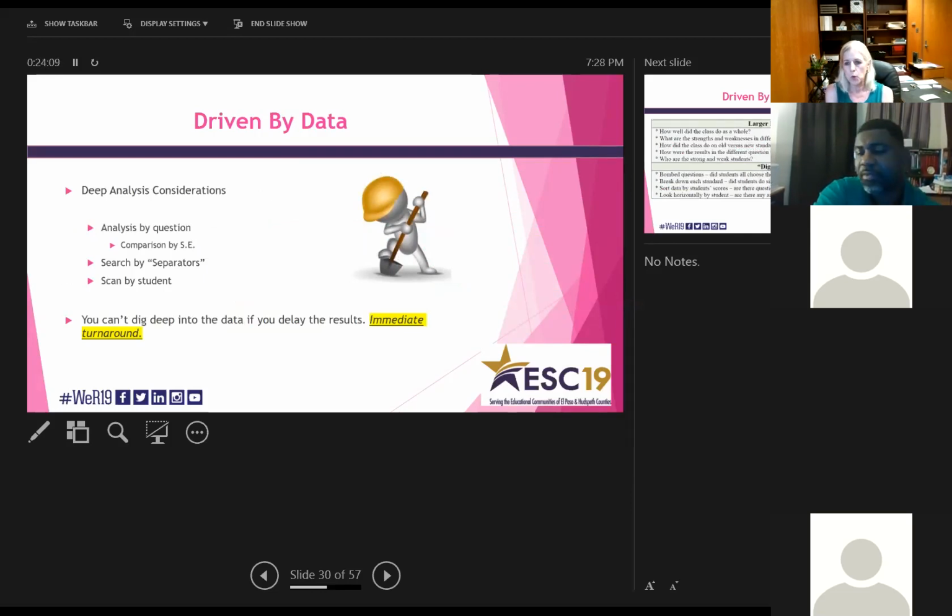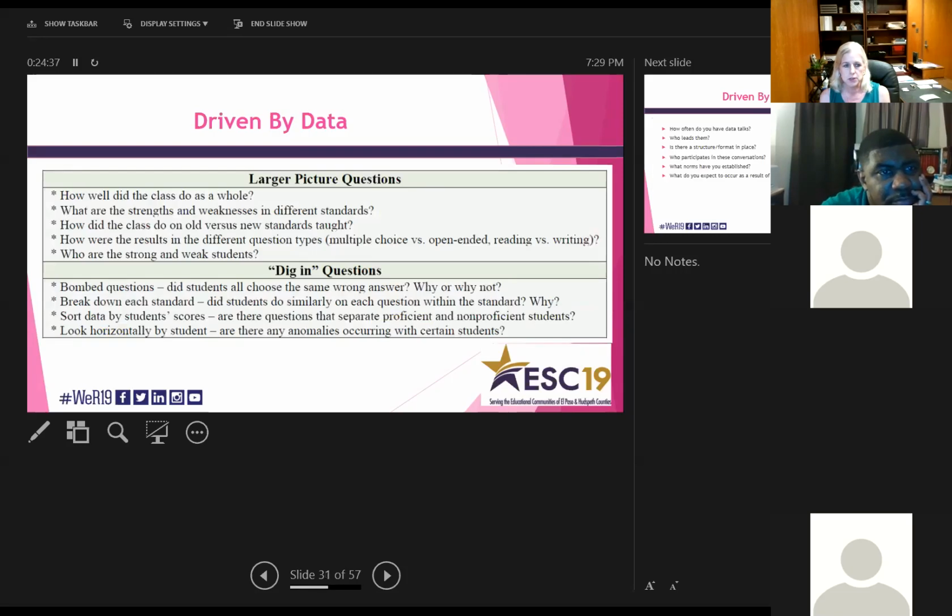People use different terms. I don't like these particular terms that Region 19 is pushing around. But the idea is you've got to dig deep into the data quickly. That's why I said historical data is not helpful to you. What's much more helpful is that semester exam, maybe from the district, that's aligned well. Pull that test, look at the answers, look at your data, and then you can begin to do what you need to do. And again, these are some of the questions.